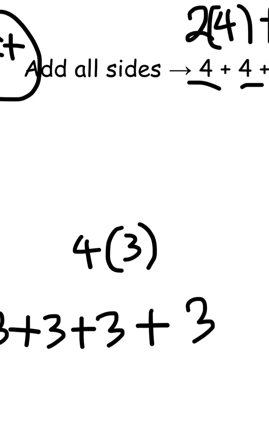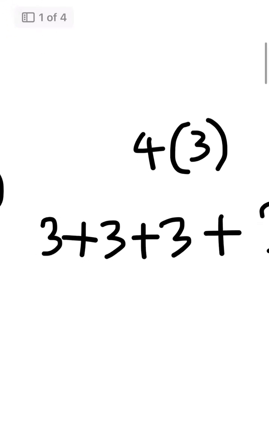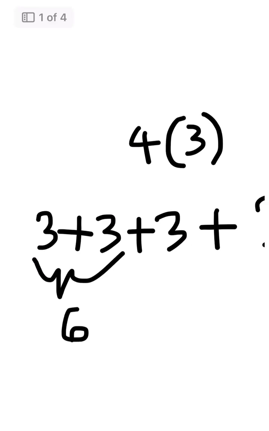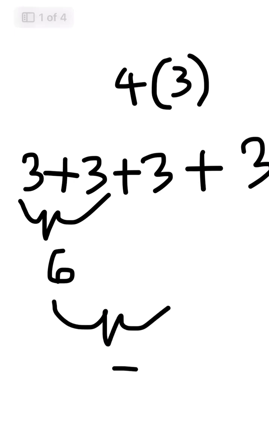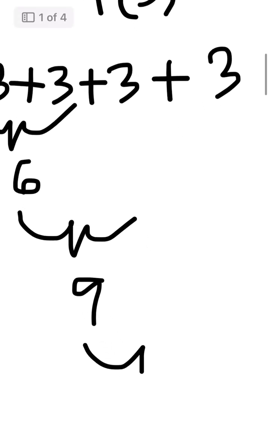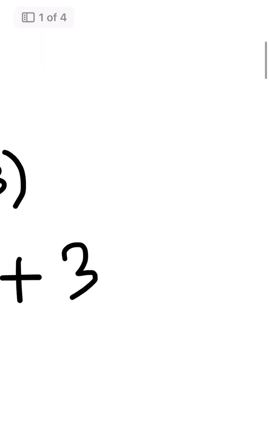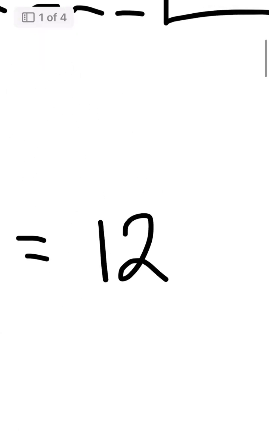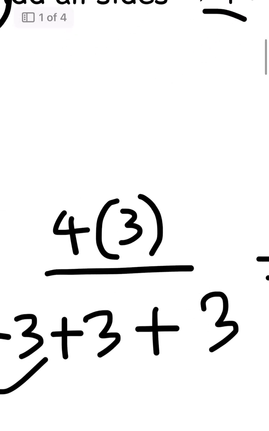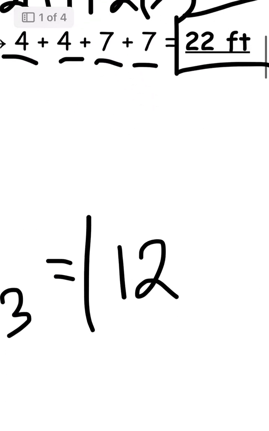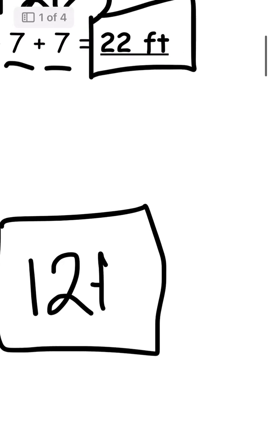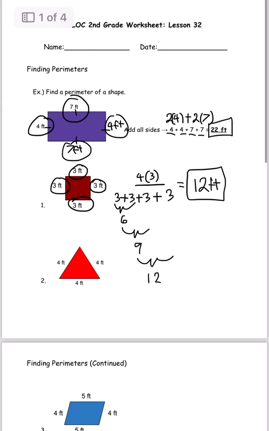So when we add it, it's going to be 6. And 6 plus 3 is 9. And 9 plus 3 is 12. It's going to be 12. And also when we just multiply 4 and 3, it's going to be 12. So 12 feet is the answer for number 1.